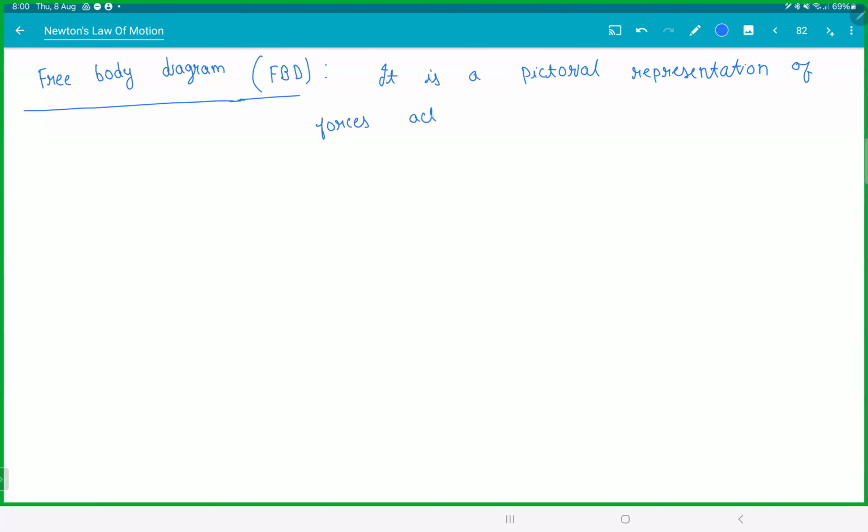It's a pictorial representation of forces acting on the body. Now be careful. In this, we should draw forces acting on the body, not the forces given by the body. We should not draw forces given by the body.